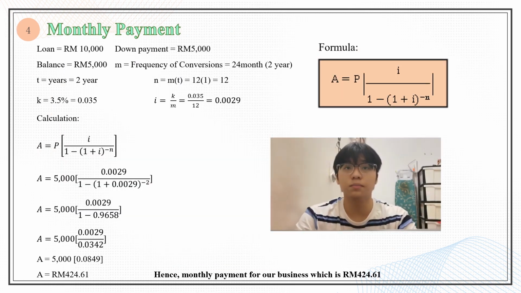Next, the table shows the monthly payment formula. From the question, we know that the loan is 10,000 ringgit and the down payment is 5,000 and the balance is also 5,000. For example, the N symbol is for the frequency of the conversion, which is 24 months or 2 years. Summing all the information that we get from the question, we will get the final answer. Hence, our monthly payment is 424.61 ringgit.